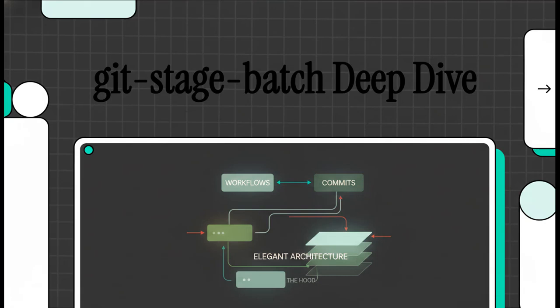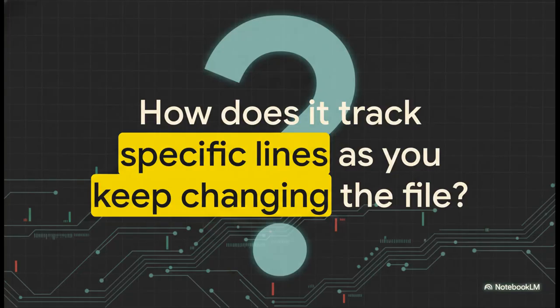All right, so in our last explainer, we looked at what git-stage-batch can do for your day-to-day workflow. It's powerful stuff. But the real magic, the part that makes it feel so solid, is how it works. Today, we're popping the hood and taking a deep dive into the seriously elegant architecture that powers this whole thing. We're going to tackle the one question that probably pops into your head when you see this in action.